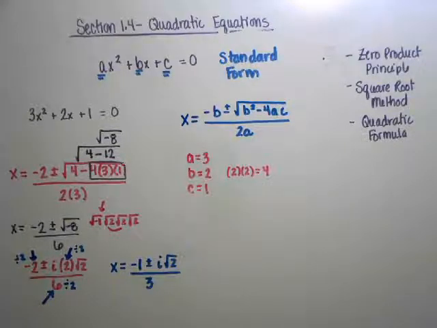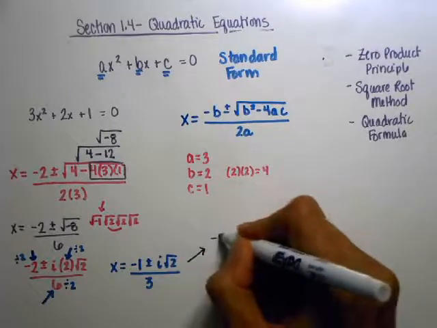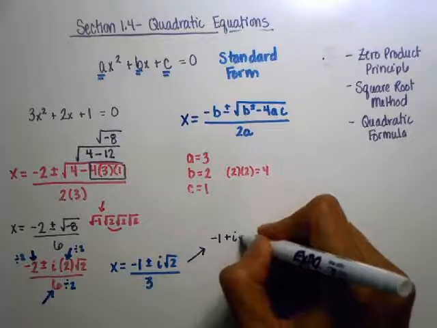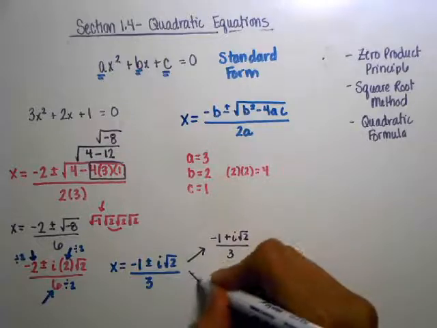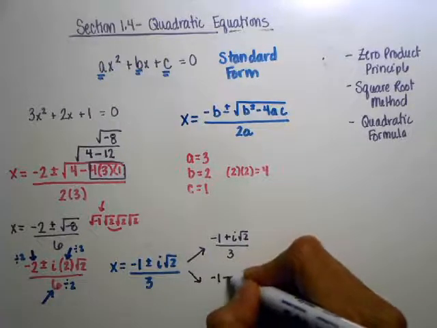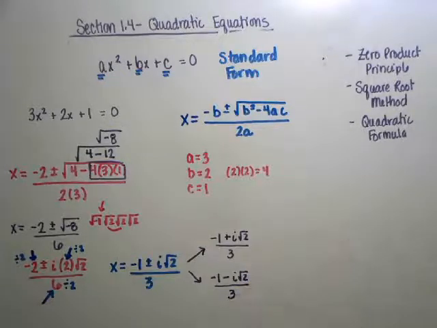If the book wants you to separate this out, you can think of this as two separate answers. This would be negative 1 plus i square root of 2 over 3 as one of your answers. And the second answer would be negative 1 minus i square root of 2 over 3. That is called the quadratic formula. There are numerous videos on the quadratic formula showing many more examples, and that is the process for finding the roots of a quadratic equation using the quadratic formula.